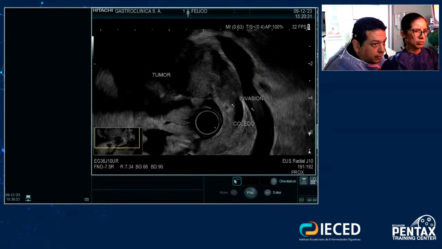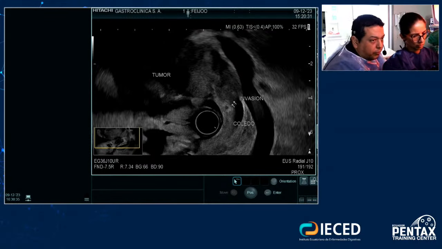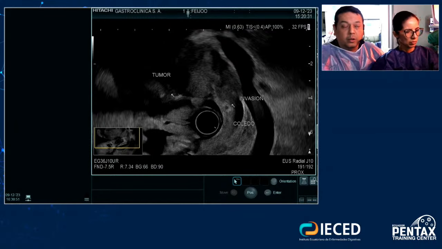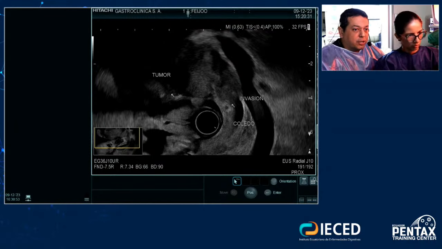So you can see here the invasion of the lesion. You see here the biliary tract, and this is the tumor. It is a big tumor. There is no vascular invasion. However, in the main biliary duct, there is a big invasion here. You can see it. So this is a gallbladder tumor, and unfortunately this patient has metastasis, liver metastasis.